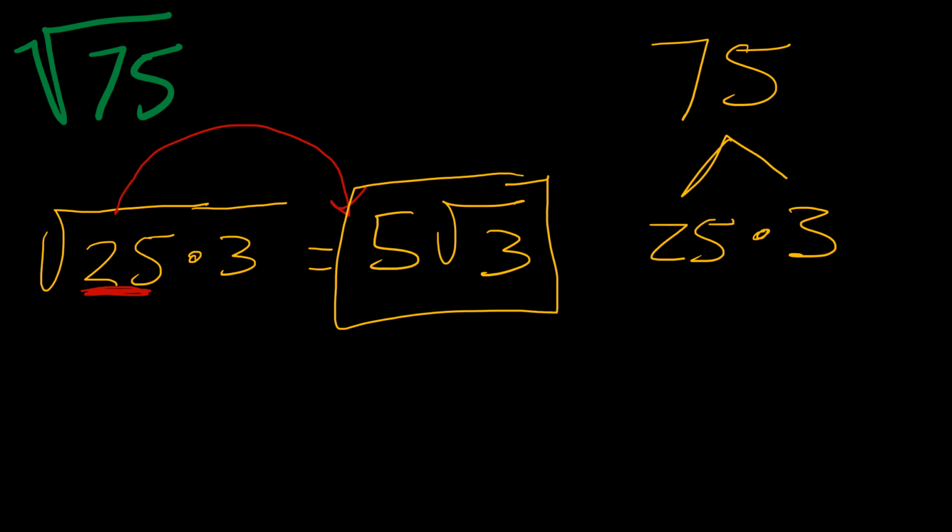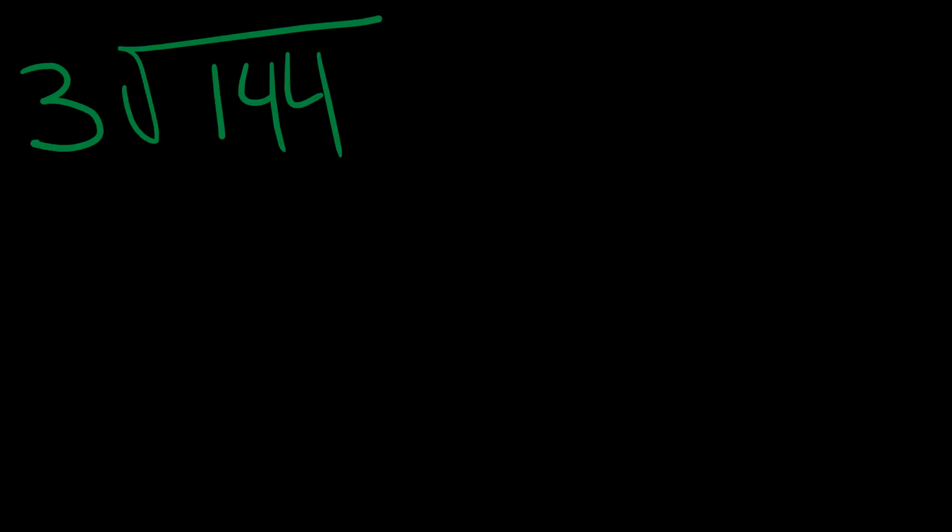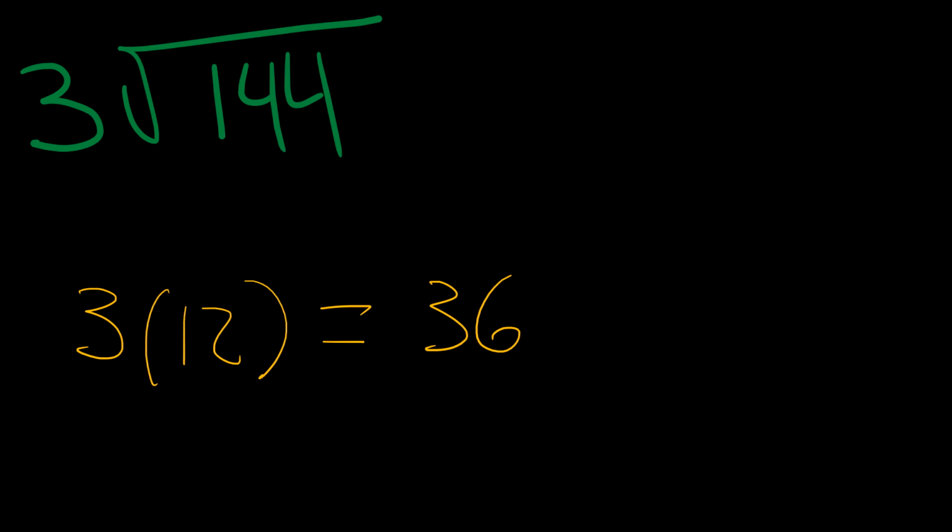Let's do another problem. So this one I have 3 square root 144. All right, so this one, right, if you don't recognize the square root of 144, you should, right? Because the square root of 144 is just 12. So in other words, I can rewrite this equation as 3, right, times 12, which would give me 36, right? Let's do another problem.